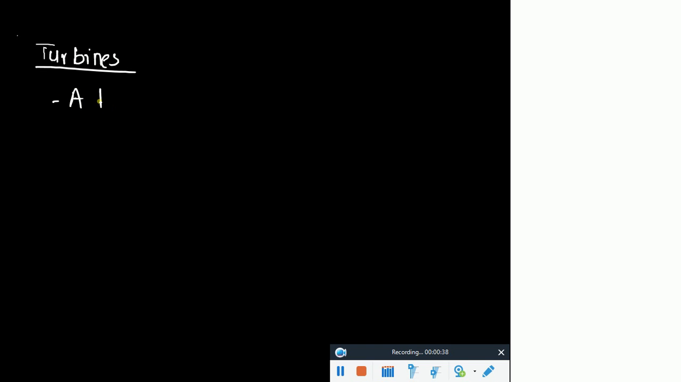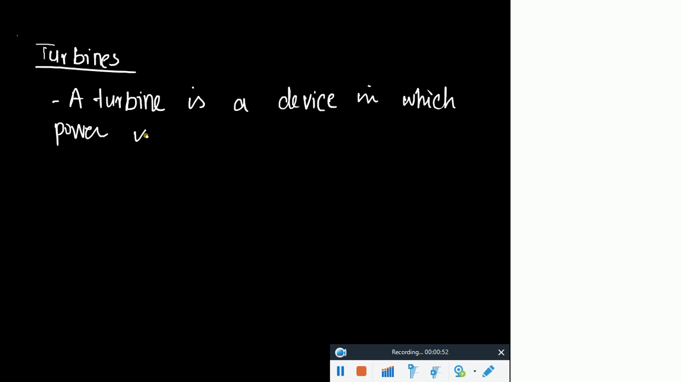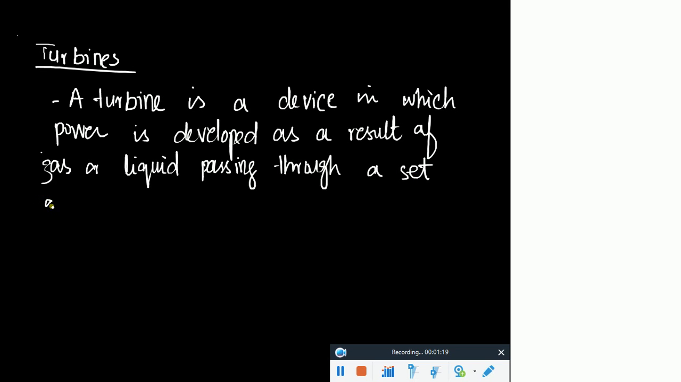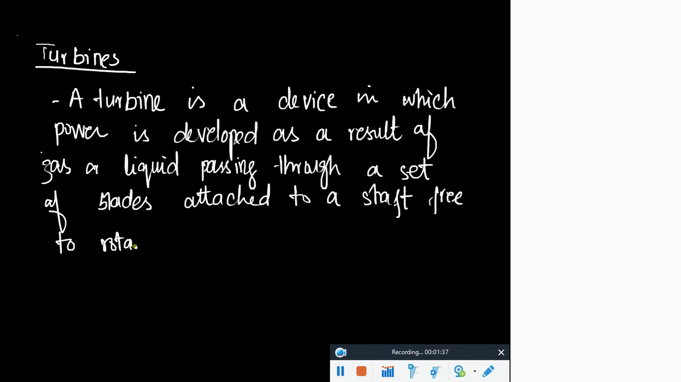So technically, a turbine is a device in which power is developed as a result of gas or liquid passing through a set of blades attached to a shaft free to rotate. Now this is kind of a definition for turbines.